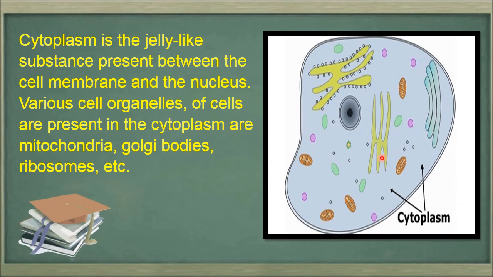In the picture also you can see they are labeled. Actually it's present everywhere. The outermost lining is the cell membrane. This one is the nucleus. In between this nucleus and the cell membrane, this entire portion is the cytoplasm. Various cell organelles are present in the cytoplasm.